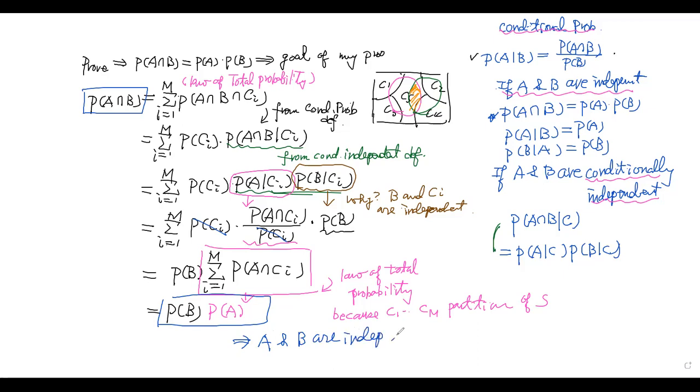Okay, so it's a very interesting problem. Basically it uses the definition of conditional probability and the definition of conditional independence. What does that mean? And if you have a partition, what is the law of total probability about? Hope you enjoyed this probability problem. It's a fun problem. All right, so that's it. Talk to you on the next problem.